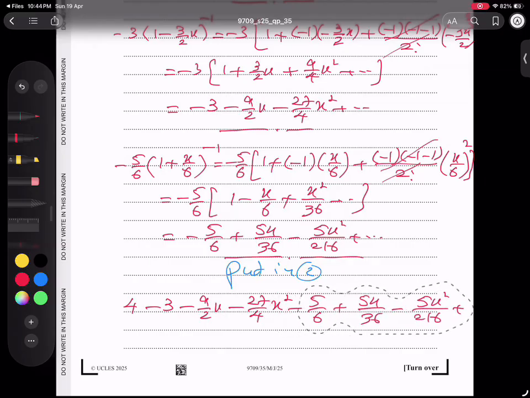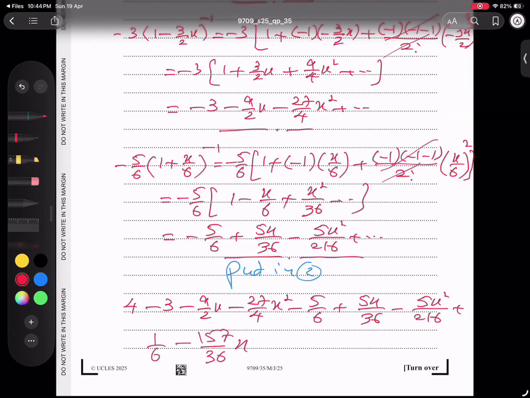Clear. Now, students, what to do? I'm going to take the numbers, this 4 minus 3 and 5 by 6. So I'm going to type it: 1 minus 5 over 6. Answer is coming 1 by 6. Then I take the x coefficient negative 9 over 2 and this one. So negative 9 over 2 and plus 5 over 36. We are getting negative 157 over 36x.